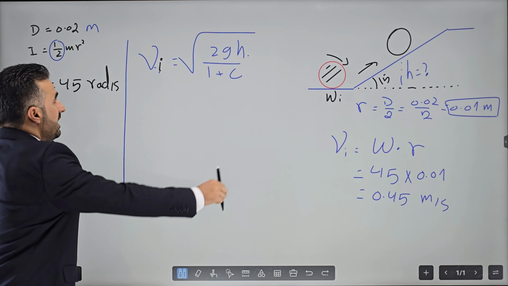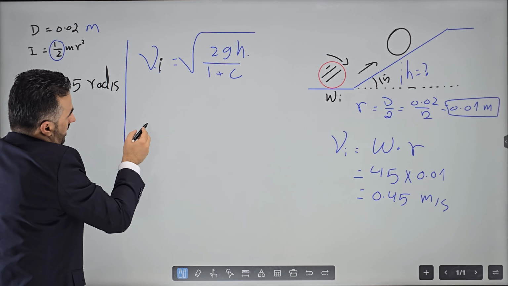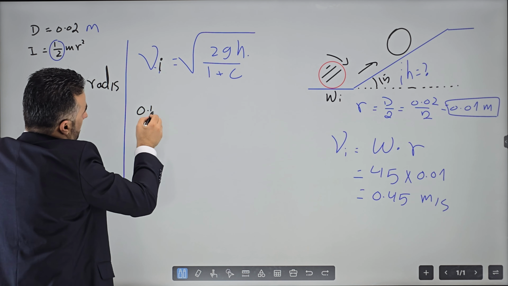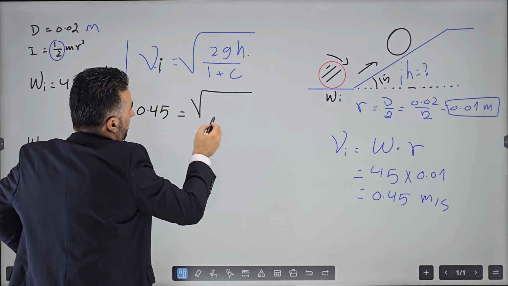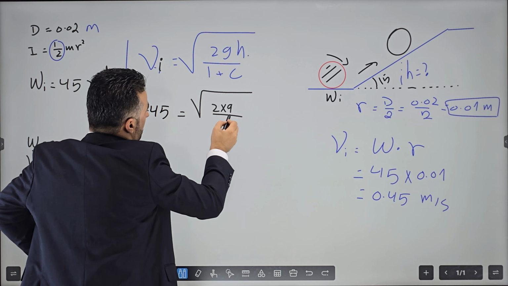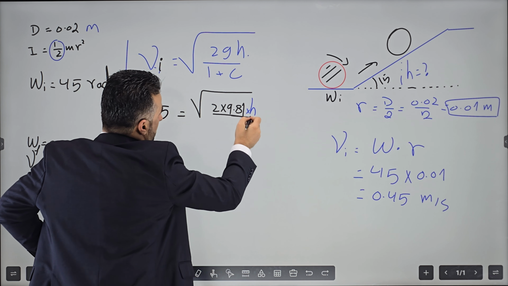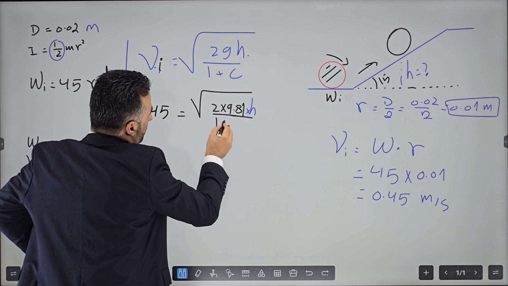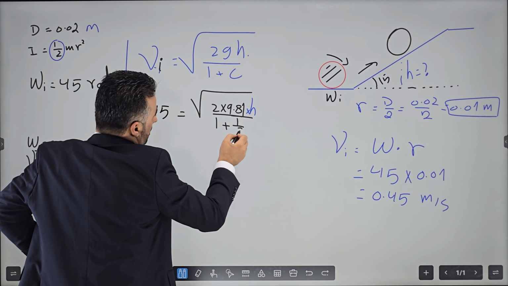So if I have v initial, the height is unknown, yes? So I can find the height. So v initial is 0.45. It is equal to the radical of 2 times 9.81 times the height divided by 1 plus c. What is c for a coin? It is 1 over 2, or you could just say 0.5.